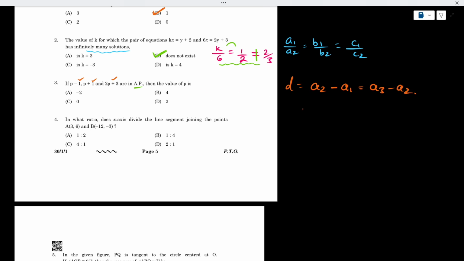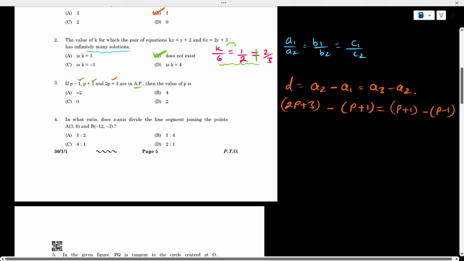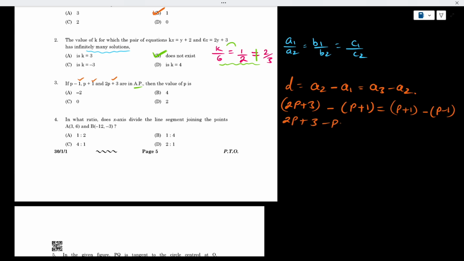So how do we take it here? You can take 2p plus 3 minus (p plus 1) equals A2 minus A1, which is p plus 1 minus (p minus 1). You need to be careful with the sign here, right? While opening the bracket, your sign will change. So 2p plus 3 minus p minus 1 equals p plus 1 minus p plus 1. Like terms: 2p minus p becomes p, plus 2, which equals 2, as the rest gets cancelled. So what is the value of p? It is 0, right? So the value of p is 0, which means option C is the right option.